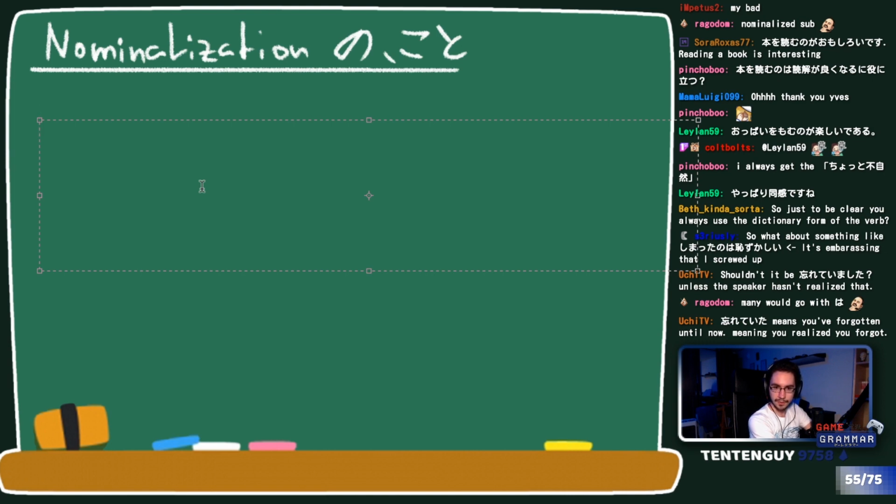Meaning you realized you forgot. Wasurete ita means you've forgotten until now, meaning you realized you forgot. Yeah, but I feel like I'd have to think about it for longer. I feel like you can say both, but it would change the nuance. You could say both, and it would both be correct, but in different ways. But I have to think about it.